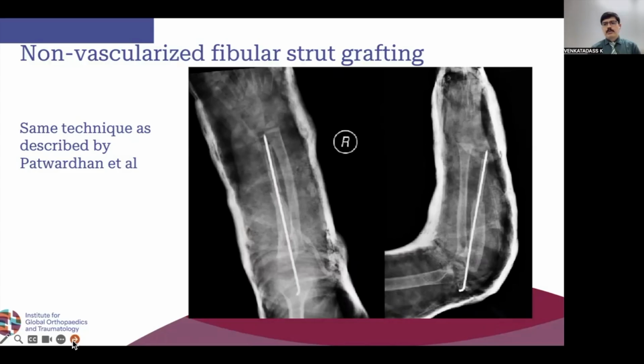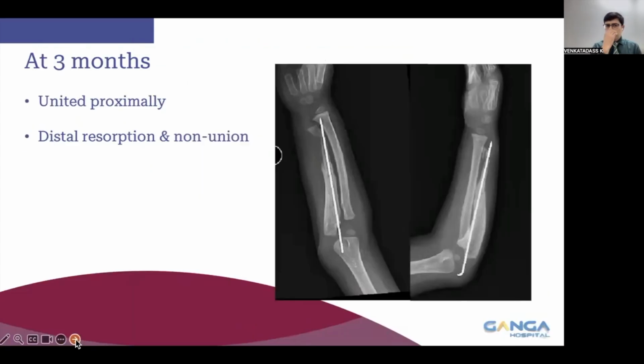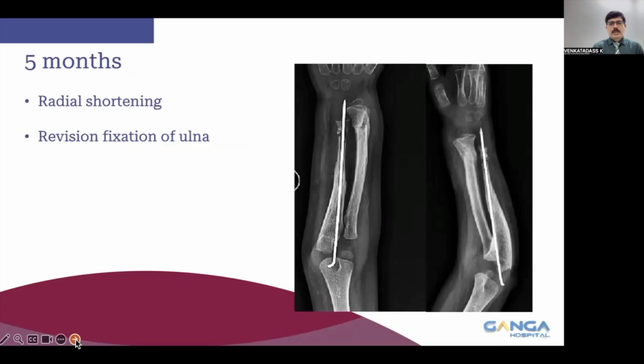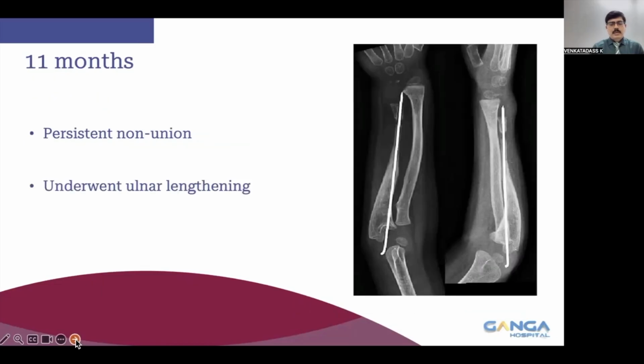Unfortunately, probably we didn't get a good hold of this small ulnar segment. So it united proximally. This is a 3 months follow-up, but distally there was resorption of the gap and non-union. To rescue the situation, we revised the fixation and did an ulnar shortening osteotomy, thinking that it might help in union as well as get the variance adjusted. But through our bad luck, the non-union persisted, and subsequently he underwent ulnar lengthening.